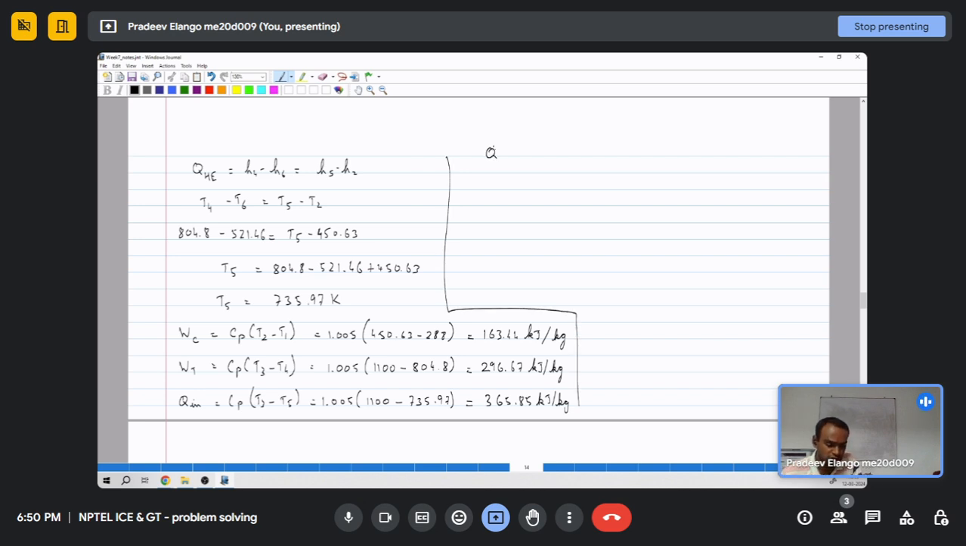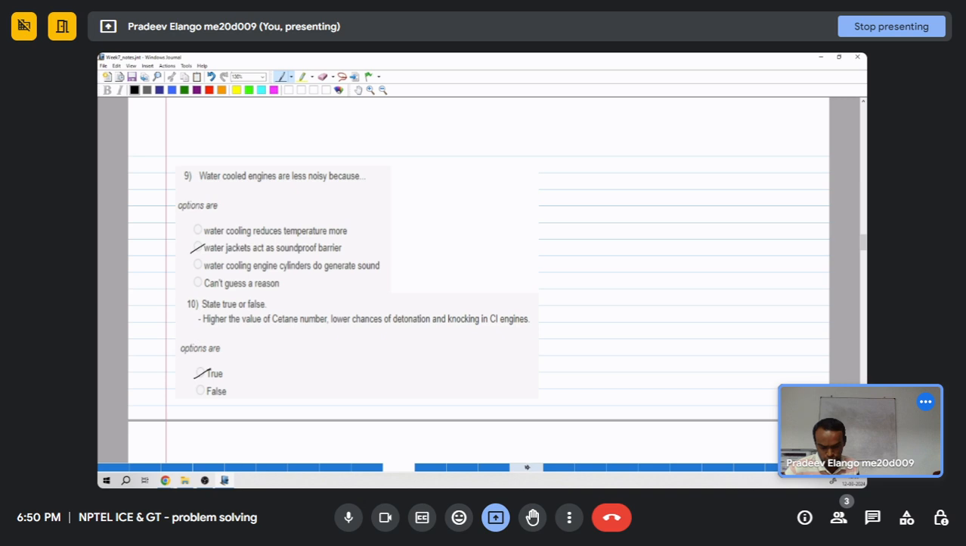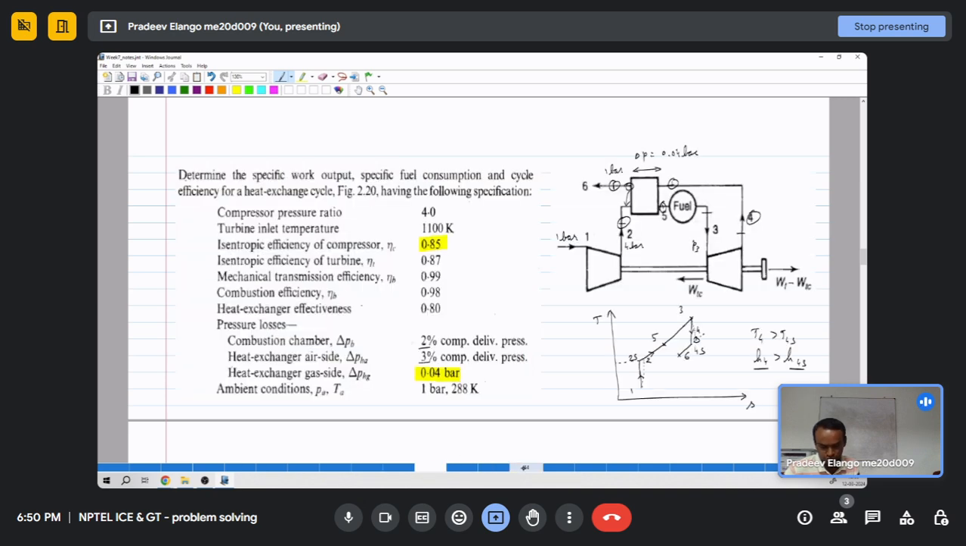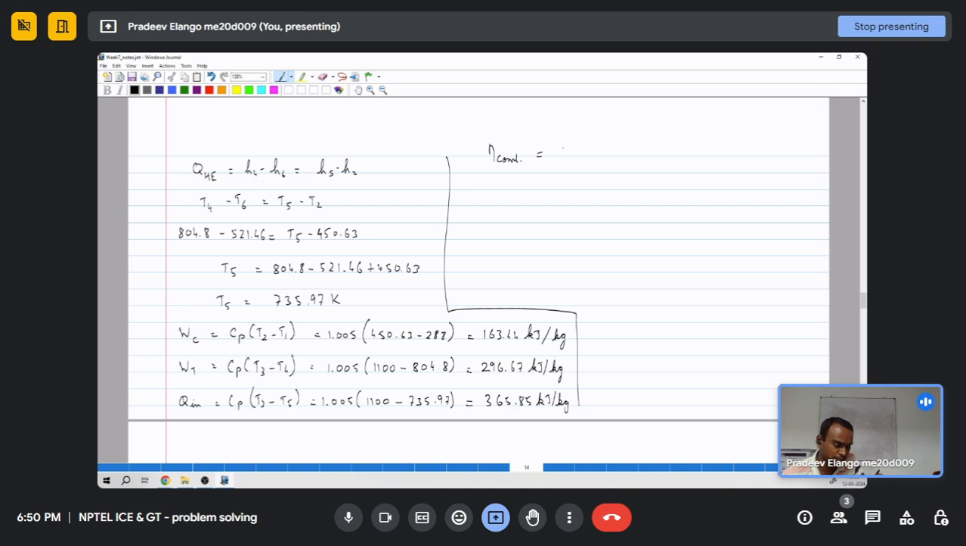Now combustion efficiency is given. Combustion efficiency is 0.98, and that would be Q added to the system divided by the heat energy given in terms of fuel. So Q fuel is equal to Q in by combustion efficiency, and that is 365.85 divided by 0.98.